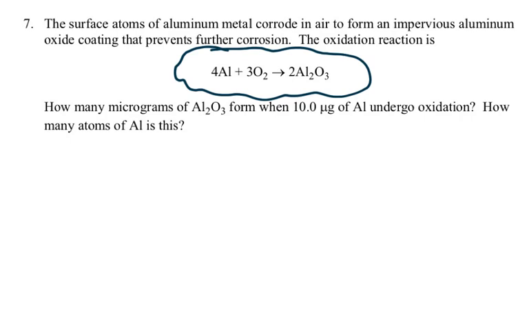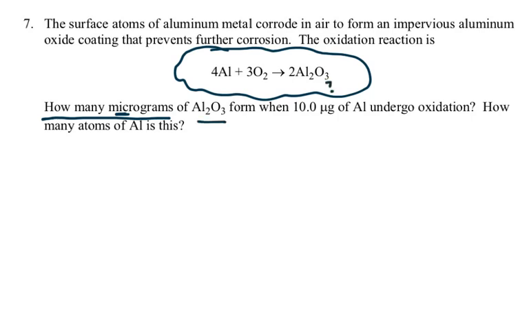The surface atoms of aluminum metal corrode in air to form an impervious aluminum oxide coating that prevents further corrosion. The oxidation reaction is blah blah blah. And it doesn't really have to tell you. You don't have to know what any of those words that I just said mean. Okay? So let's start right here and say how many micrograms, okay, so that's important, micro, of Al2O3.